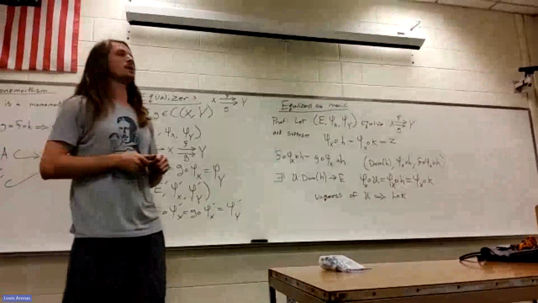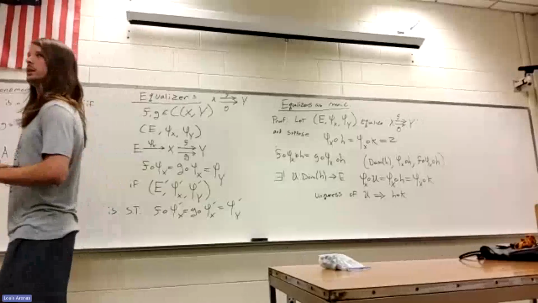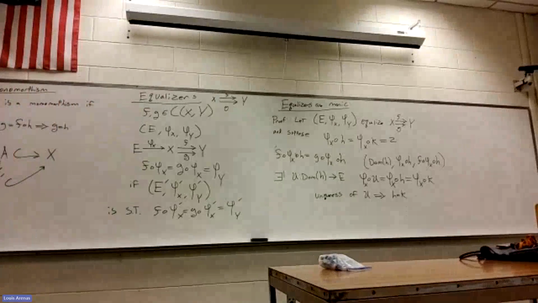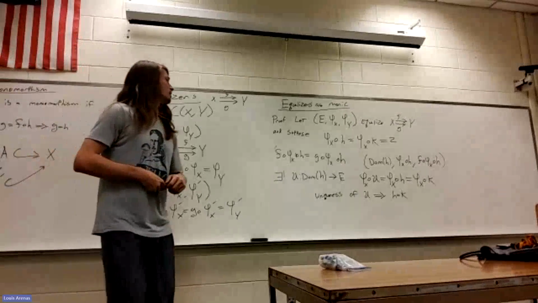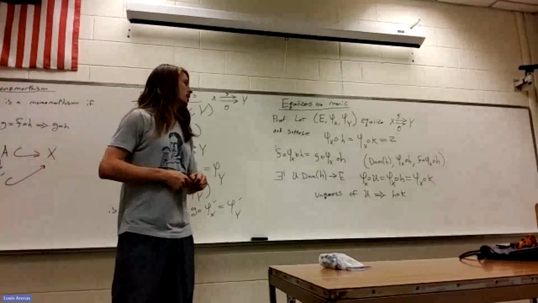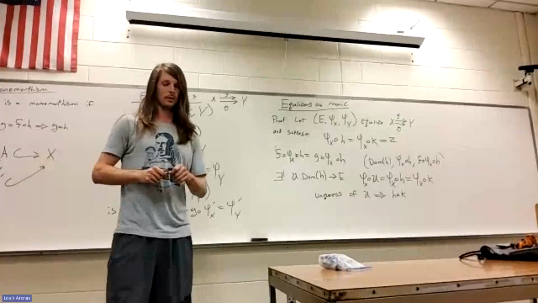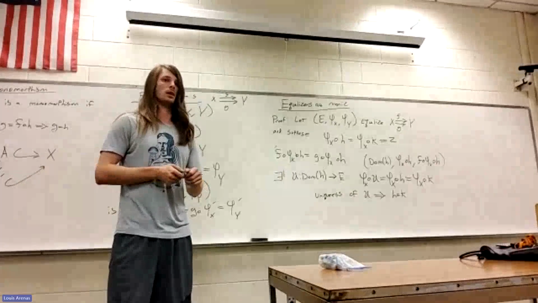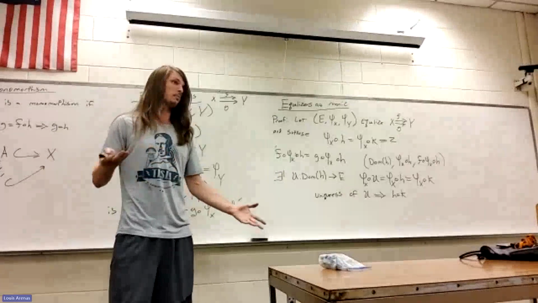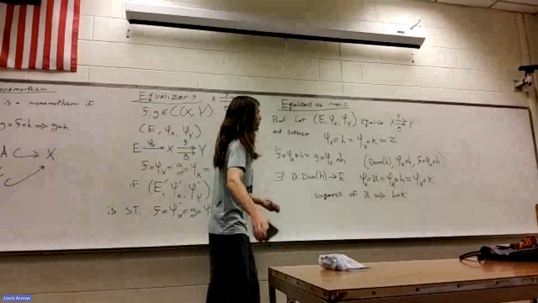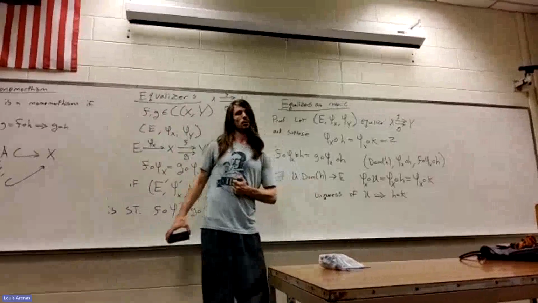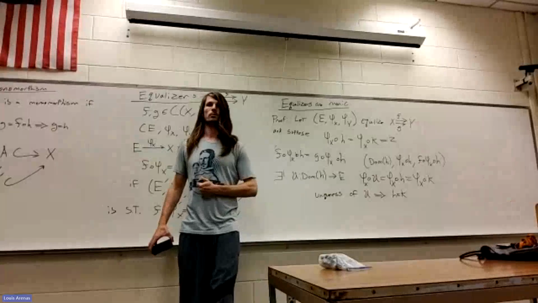Now, it's worth mentioning, every equalizer is a monomorphism, but not every monomorphism is an equalizer. It's not necessarily the case that every single monomorphism is. However, there are categories where that is the case. We call those categories regular. And if a monomorphism happens to be an equalizer, we will usually call that a regular monomorphism.